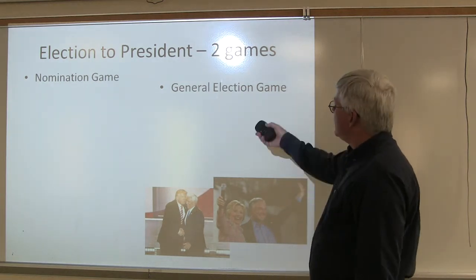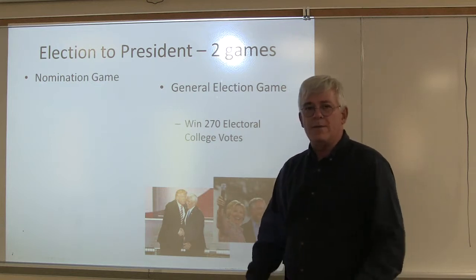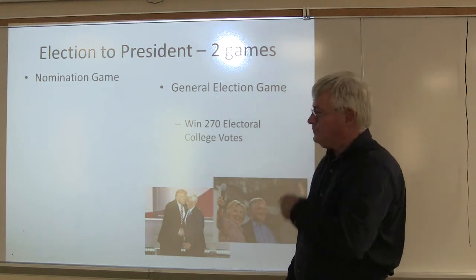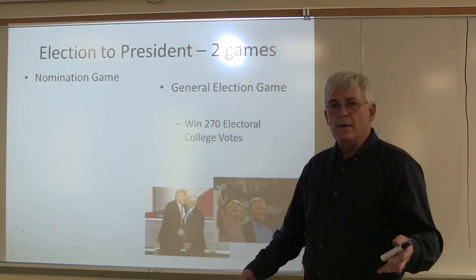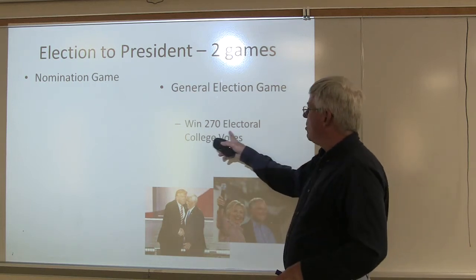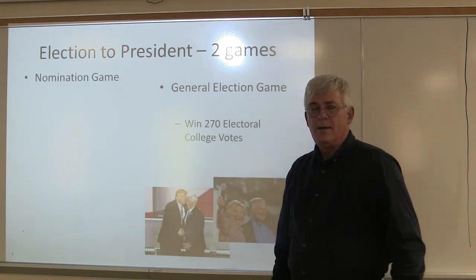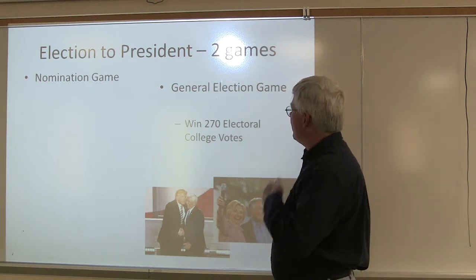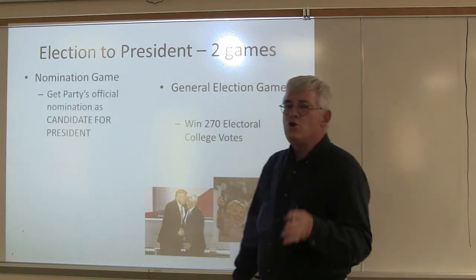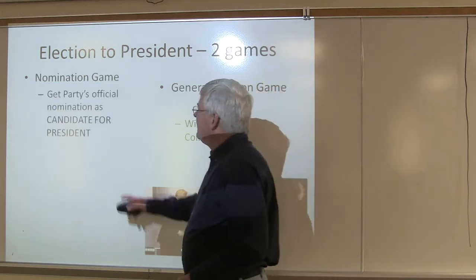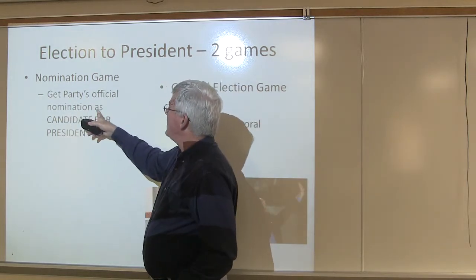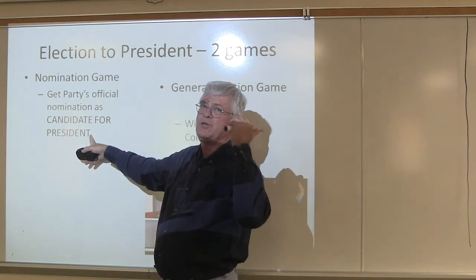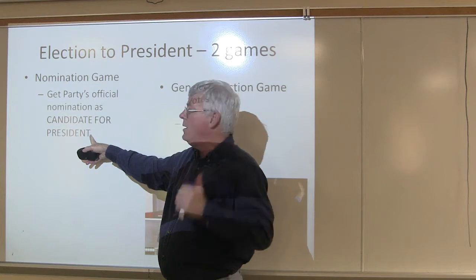All right, the general election game, how do you win? Well, you win by winning the Electoral College. We're going to have detailed lessons on this. But, in a nutshell, you win the presidency by winning a majority of the Electoral College votes, which is 1/2 plus 1 of 538, which is 270. You win your party's nomination. You get your party's official nomination as the candidate for president. The only name of your party on the general election ballot in November, right?